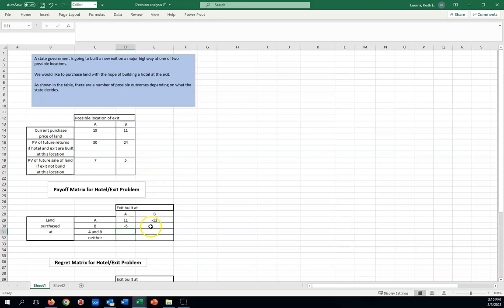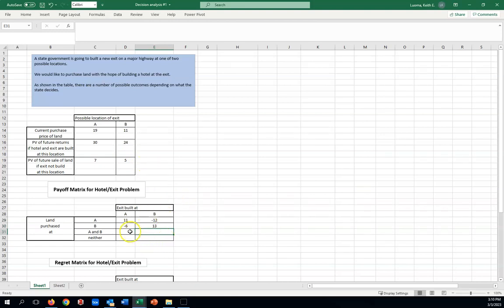And same logic here. For this sale, it says land purchased at B, that would be our minus $11 million. But this time we nailed it right. We purchased at B. They did choose B, so we come out getting nice future returns for that.